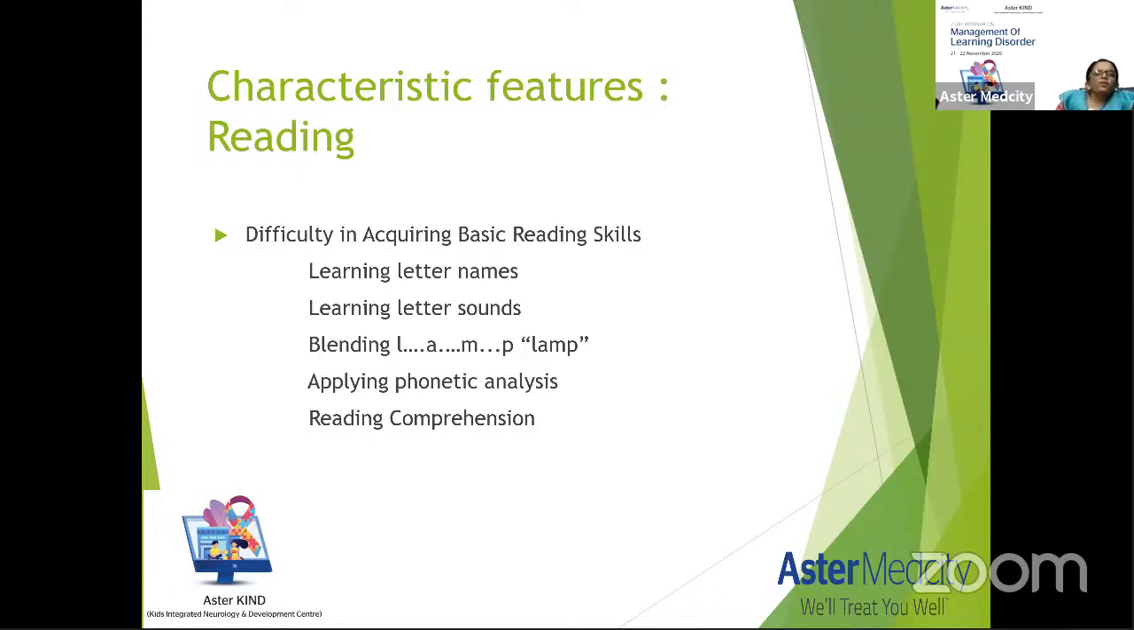Okay, they have problem in learning the letter names. They can recite A to Z from beginning to end, but if we ask which letter is this or which letter is that, they have confusion. So they have difficulty in naming the letter, difficulty in sounding the letter, and difficulty in blending the letters. Sometimes the child knows the sound of the letter, but if we say m, a, t, say it together, they have difficulty blending it together. They have problem in phonetic analysis. They have difficulty in understanding that each word is made up of small units of sounds.